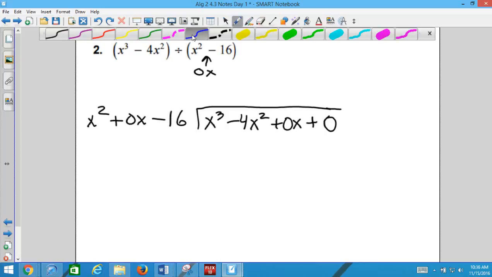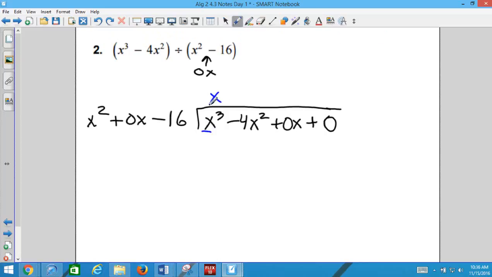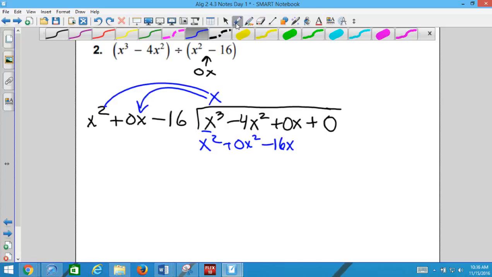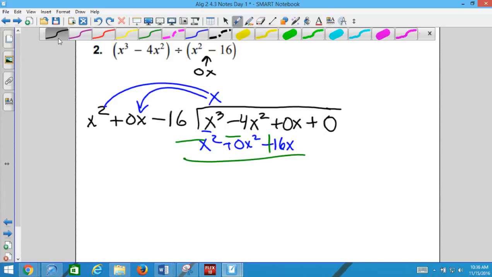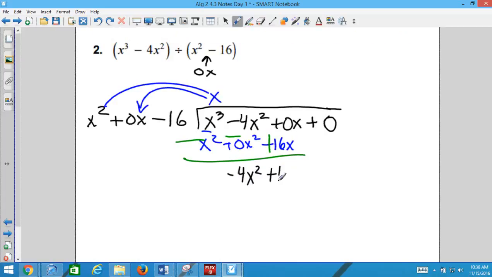All right, let's see. We divide x squared into x cubed, we get x, and then we distribute it, we get x squared. When we distribute this x times 0x, you're multiplying 1 times 0, x. Anything times 0 is 0. So this is going to be a 0x squared here. Then you take your x times minus 16, so minus 16x. Then we draw the line, change the signs. All of them. All of the signs. When we add them, we get negative 4x squared plus 16x.